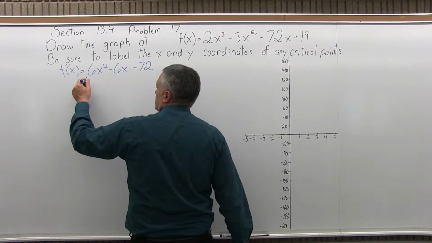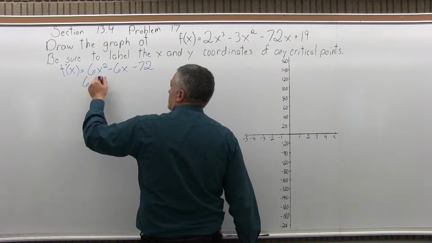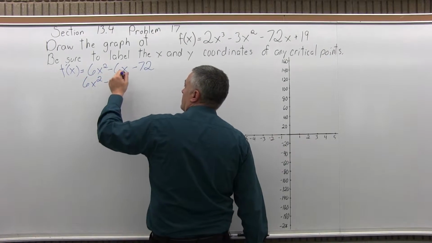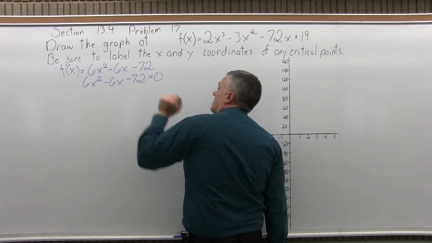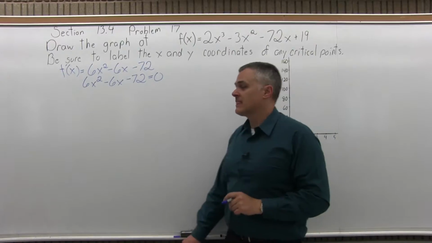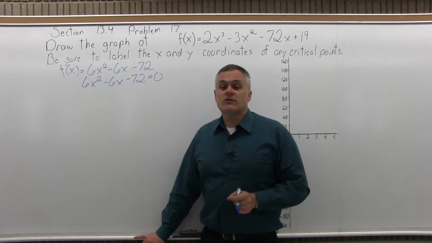So the next step is we're going to set that answer equal to 0. So we're going to have 6x squared minus 6x to the first minus 72 equals 0. That's step 2. Step 3 will be to solve that for x.